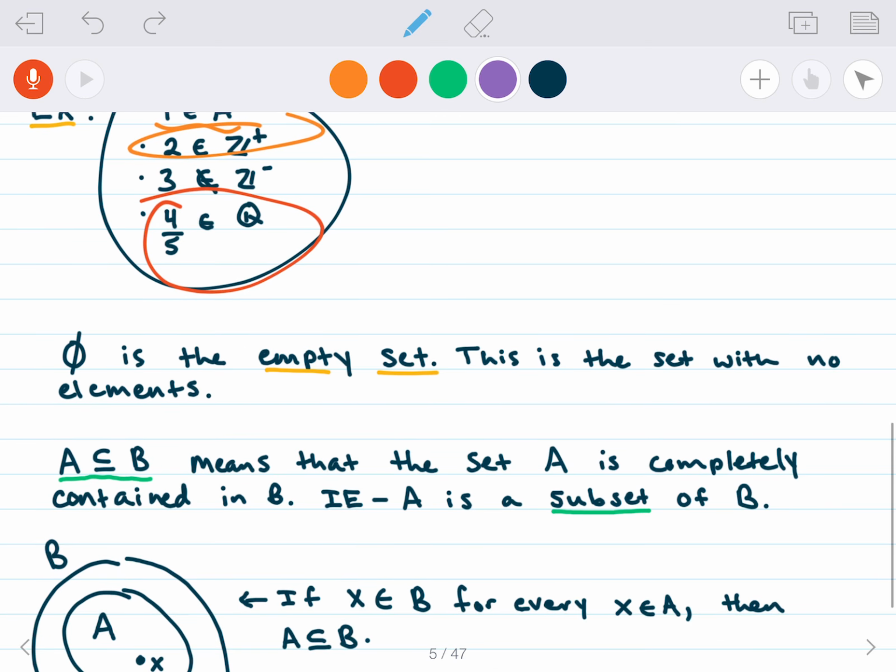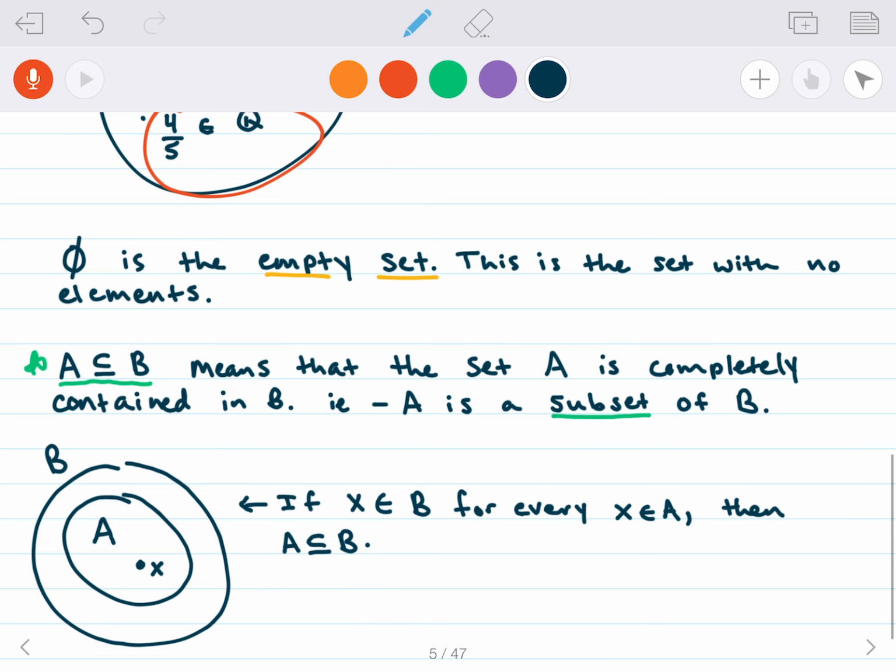Next bit of notation is this. A subset B. Okay, this means A is contained in B. It's completely contained in B. And what is this that I wrote here? Oh, i.e. A is a subset of B. Or is it e.g.? Anyway.